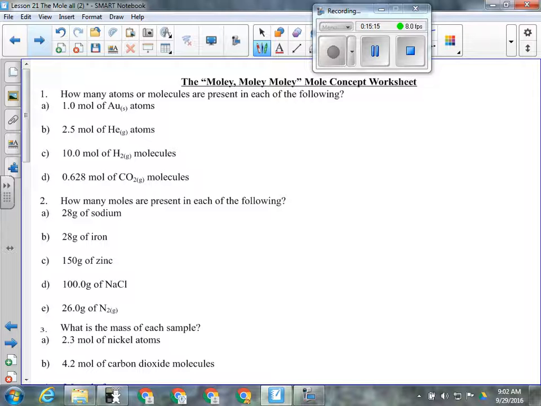So question number 1 here. How many atoms or molecules are present in each of the following? I have 1 mole of gold. How many gold atoms do I have? Right. I have 6.02 times 10 to the 23 atoms of gold. Would the answer have been the same if it was silver? Oxygen? Okay, yeah. So my answer there is 6.02 times 10 to the 23.